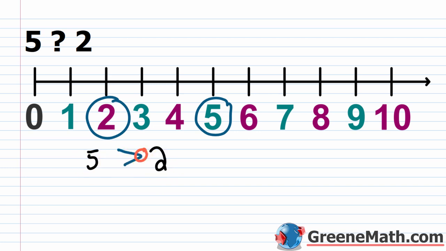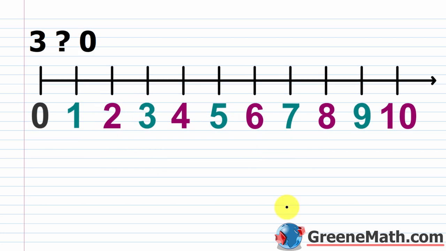Now, if we flip this around, and let's say the problem was 2, question mark 5, then now we want to use a less than symbol. Always point the symbol to the smaller number. So this guy right here would point towards 2. 2 is less than 5. Here, 5 is greater than 2. With a greater than, the larger number's on the left. With a less than, the smaller number's on the left.